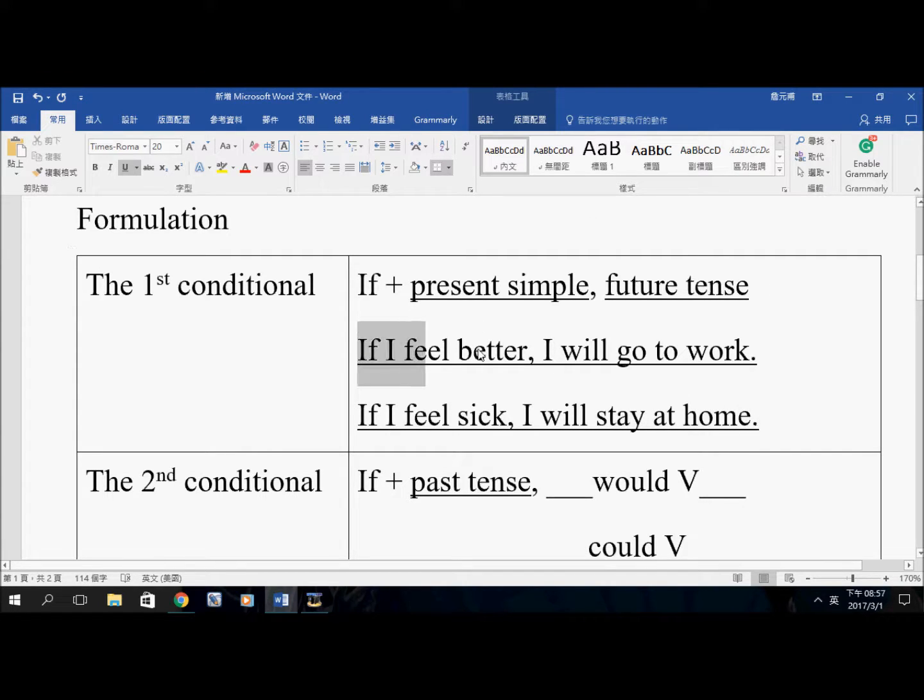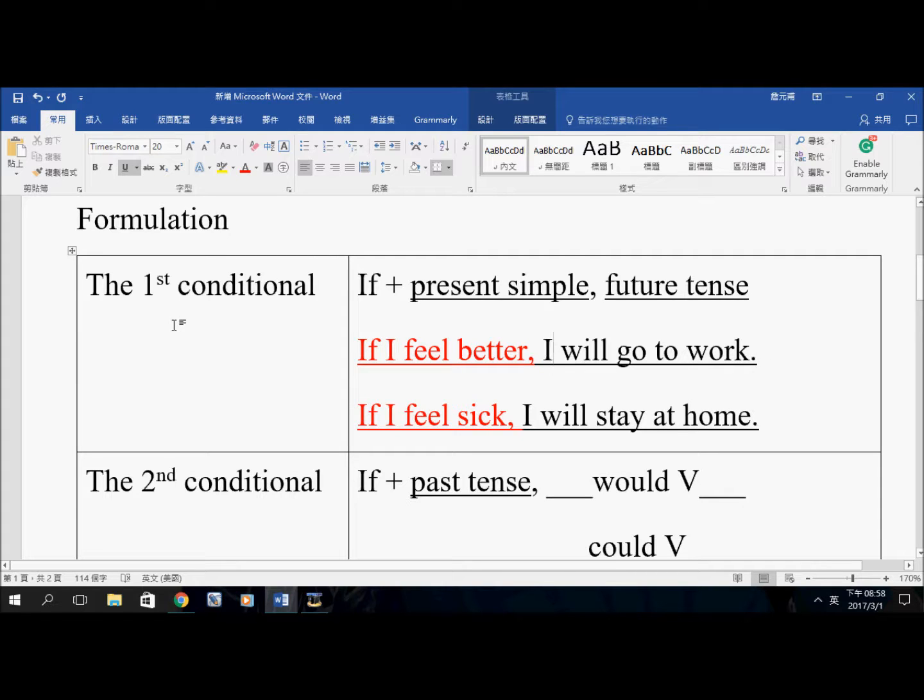So for the if clause in both sentences, you can see that they are written in the present simple tense. Base verb, base verb. We use the base verb in the present simple tense after pronouns other than the third person singular ones. So I feel, you feel, he feels. Alright, so this part of the sentence is present simple tense, and the other half of the sentence is written in the future tense. So that's what the first conditional looks like.